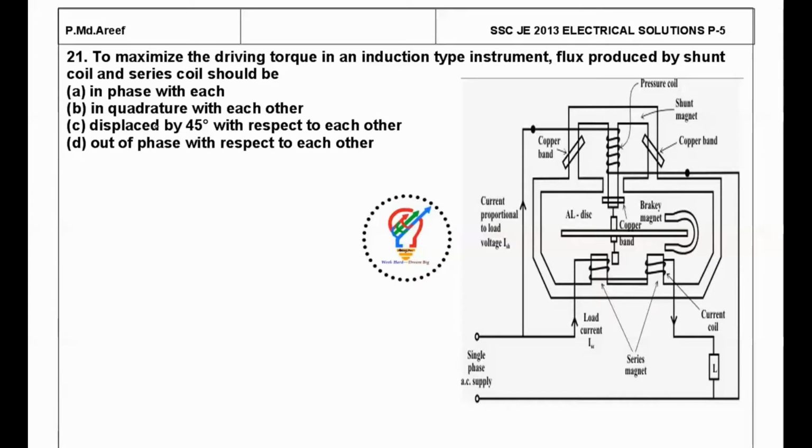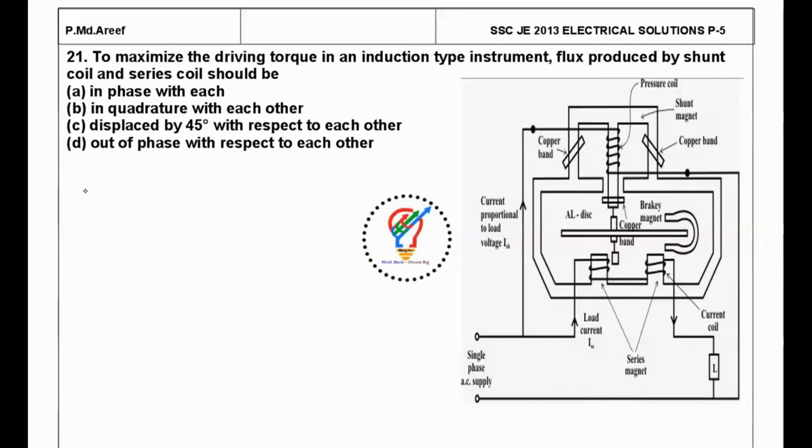Now in this session, we will discuss our SSC JE 2013 Electrical Solutions Part 5. To maximize the driving torque in an induction type instrument, flux produced by shunt coil and series coil should be. So here as you can see in the figure, we have an induction type instrument in which we have series magnets and shunt magnets.